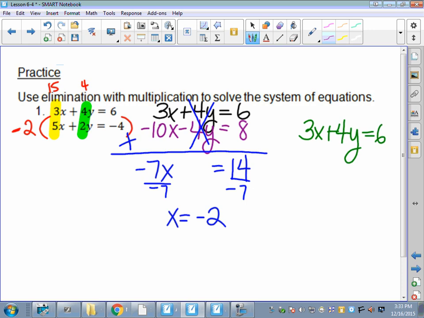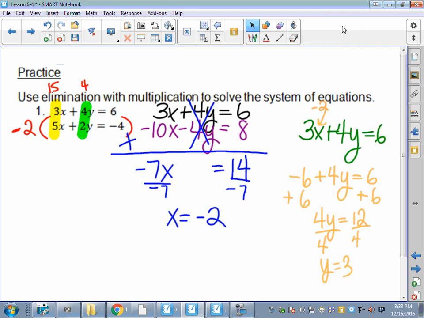I know the value of x is negative 2, so I'm going to substitute that in there. So I'm going to have negative 6 plus 4y equals 6. Two-step equation, I'm going to add 6 to both sides. So 4y equals 12. Divide both sides by 4, and y equals 3. So my ordered pair answer for this will be negative 2 for x, 3 for y.